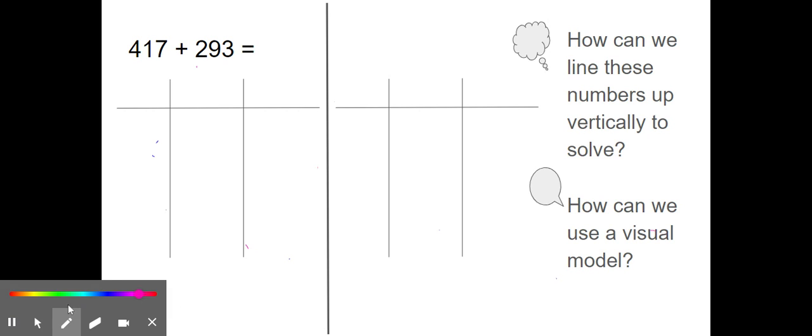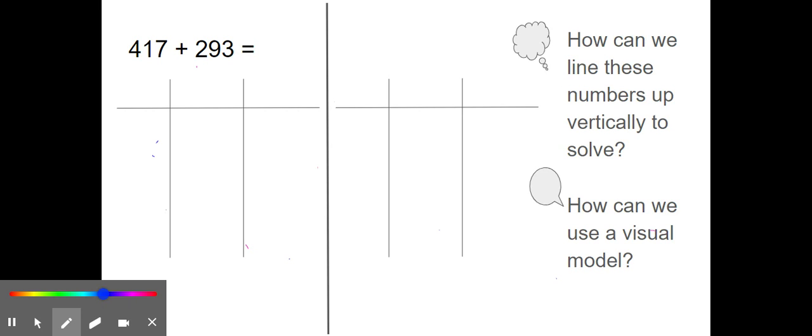Now we are going to practice some problems together. I chose some problems that you have in your packet. So we can do them together here, and then you'll get to practice it on your own in your packet. Help me read the equation. 417 plus 293 equals blank.